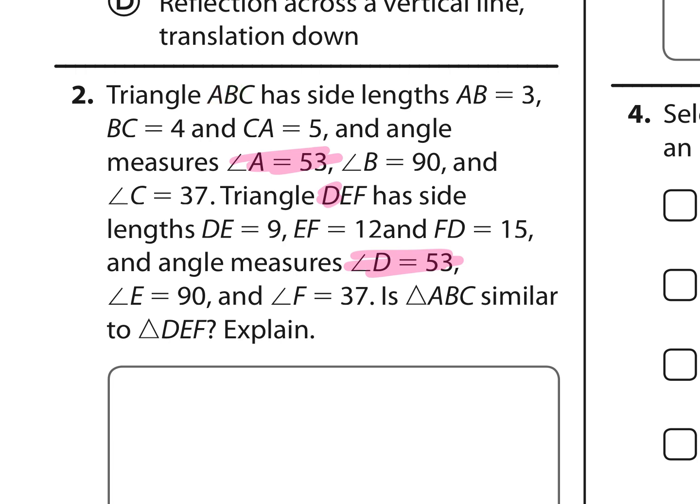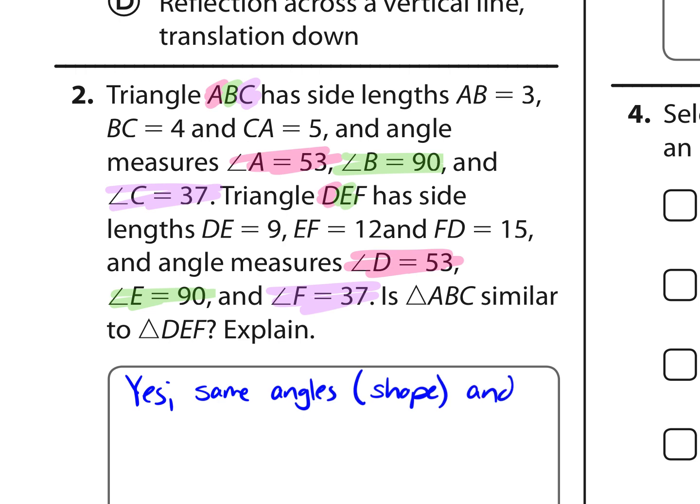Looking at B, it's 90 degrees. Angle E is 90 degrees. Angle C is 37 degrees. Angle F is 37 degrees. So are these similar? Yes. They have the same angles, which means they have the same shape. And let's figure out the scale factor.